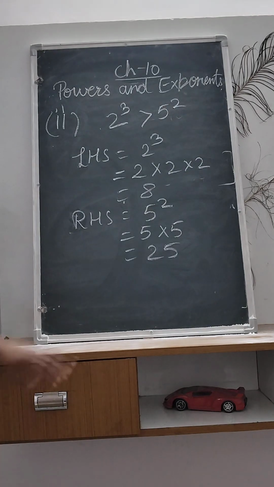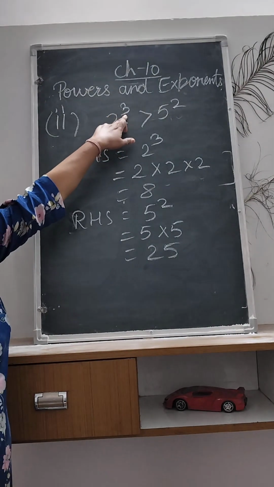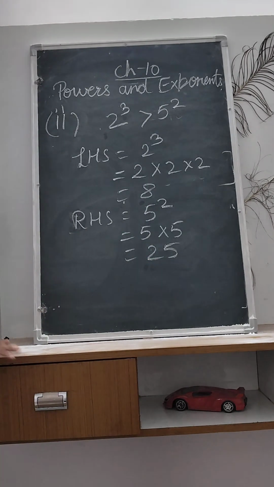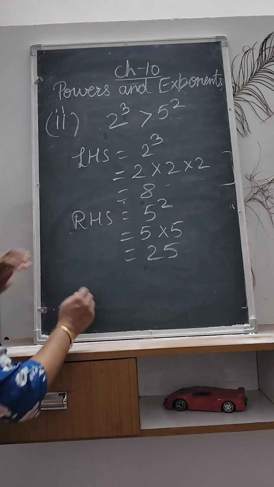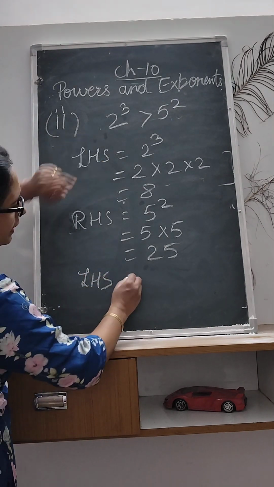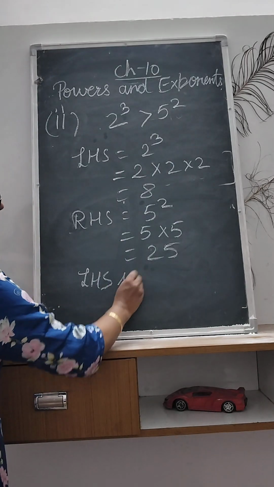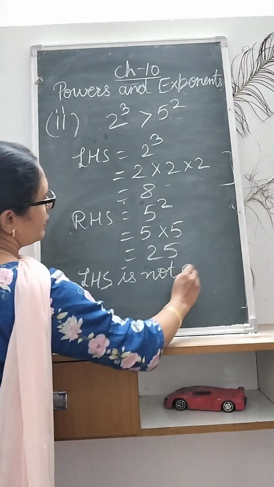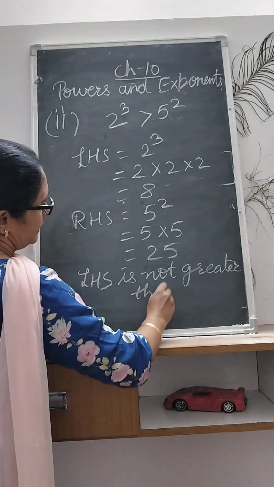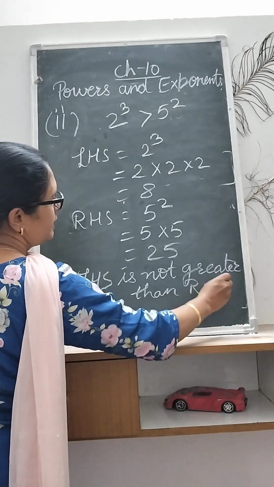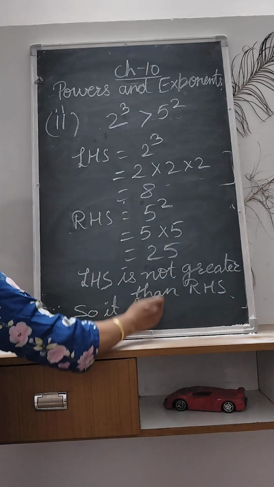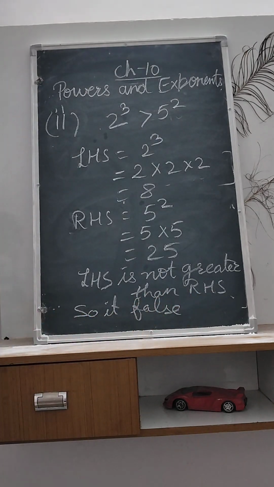Anji, is 25? It is written 2 raised to power 3 means 8 is greater than 25. Is it true? No, because 8 is less than 25. Left hand side is not greater than right hand side. So it is a false statement. ठीक है, so it is false.